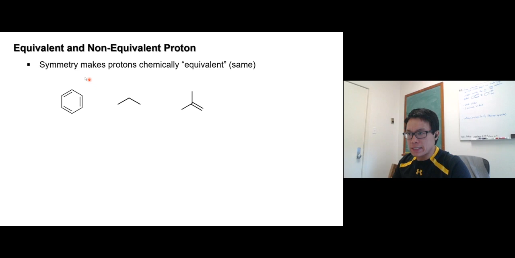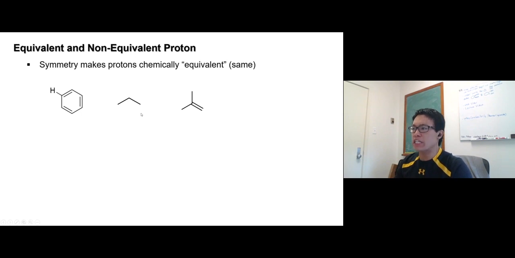Let's look at the molecule benzene. How many types of protons are there? Well, there are 6 protons, but all of them look the same, right? They have the same environment, so they're chemically equivalent, so the same type. So you can expect that benzene will give you one signal on a proton NMR, and same thing with carbon. All 6 carbons are the same.